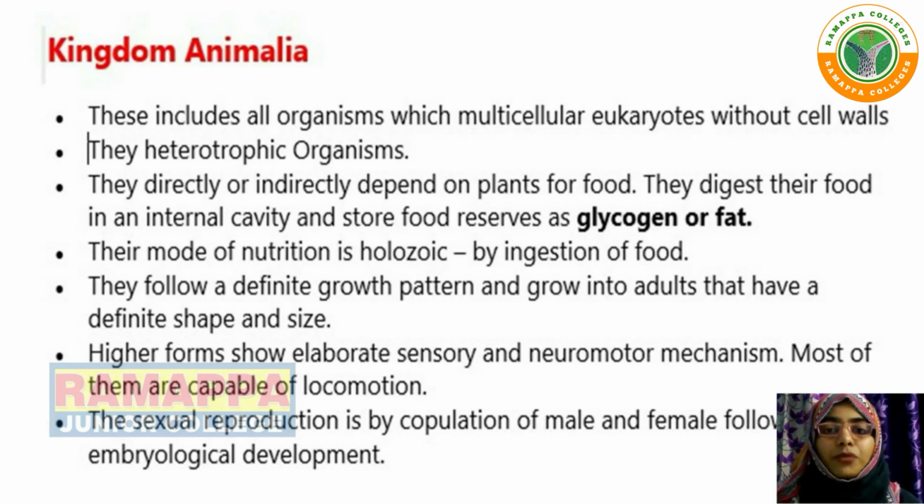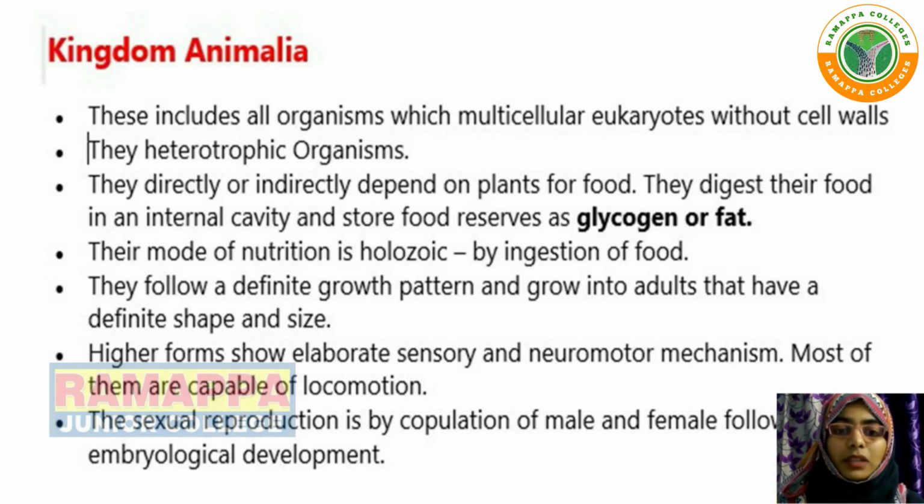And the storage of food is in the form of glycogen or fat cells. The mode of nutrition is holozoic, that is, ingestion of food materials, and there is a definite growth pattern, and reproduction takes place by sexual means, that is, by copulation of male and female organisms.